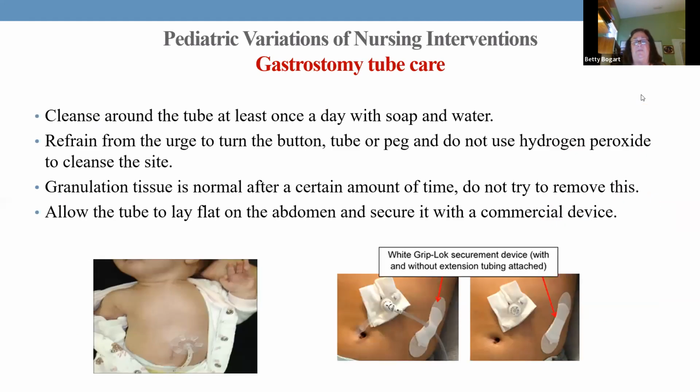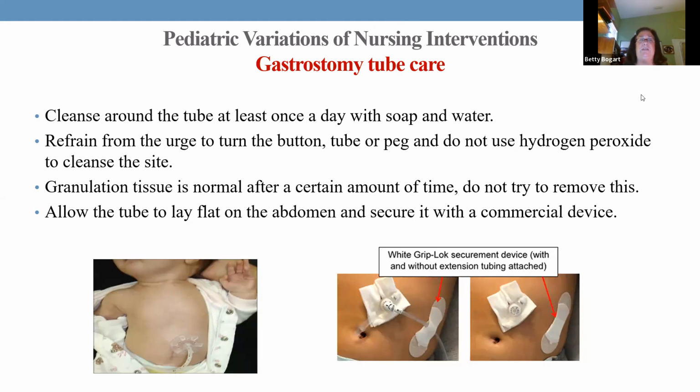Now, children have gastrostomy tubes just like adults do. So if we look, these are two types. We have the button on the right, or a MIC, whatever you want to call it, and then the one that just looks like a Foley catheter hanging out. They are both good choices, and they're both put in for different reasons.